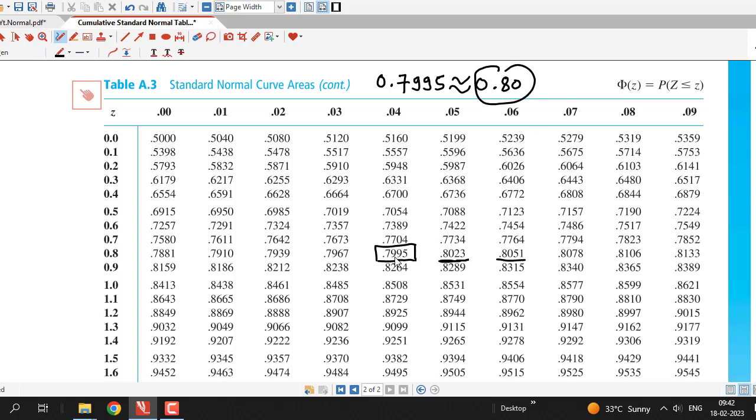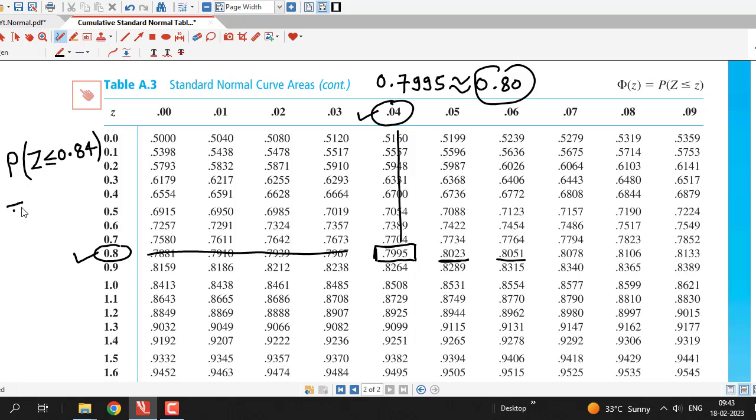Therefore we will consider this value to find out the corresponding value of Z, and this row corresponds to Z equal to 0.8, this corresponds to 0.04. So I have to take addition of 0.8 and 0.04, and I obtain that probability that Z is less than or equal to 0.84 is equal to 0.7995, and if we round off up to 2 decimal places it is 0.80.